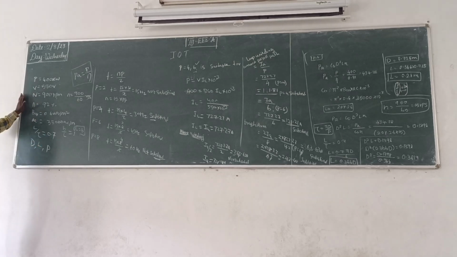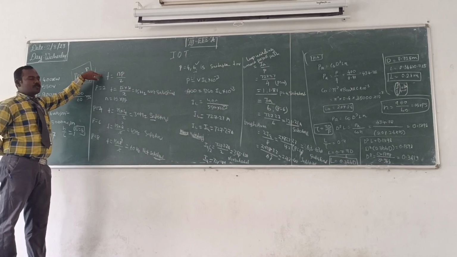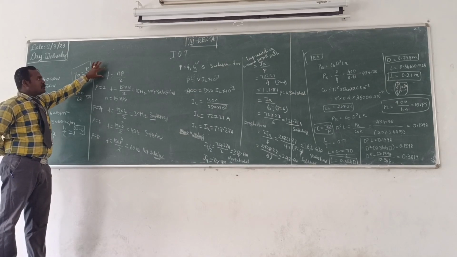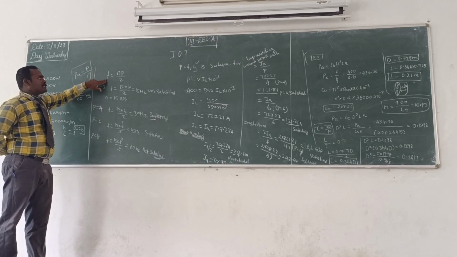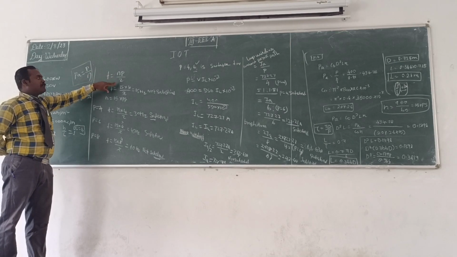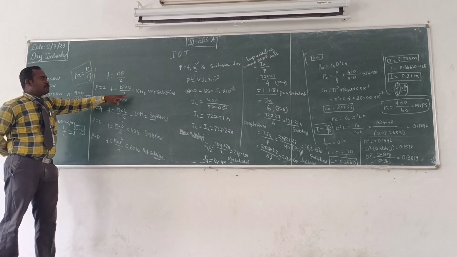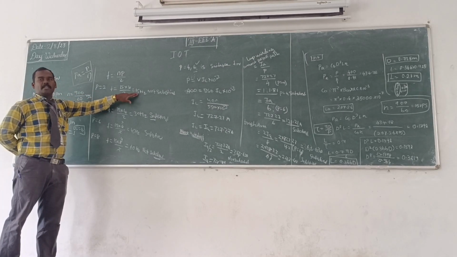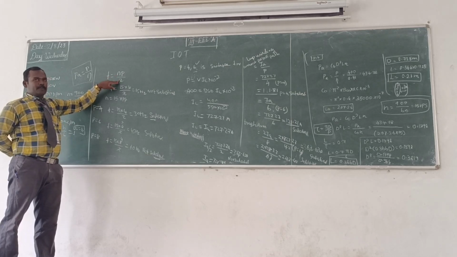So this was the given data. First you have to find the number of poles, the diameter and the length. First find the number of poles most suitable for the particular machine. You know the formula: the frequency of flux reversal F equals NP divided by 2. If you assume 2 poles, it is 50 hertz, so the condition is not satisfied because the frequency should be between 25 and 50 hertz.